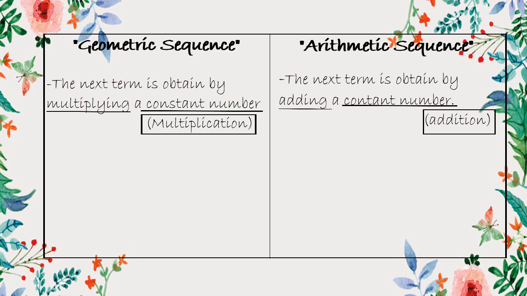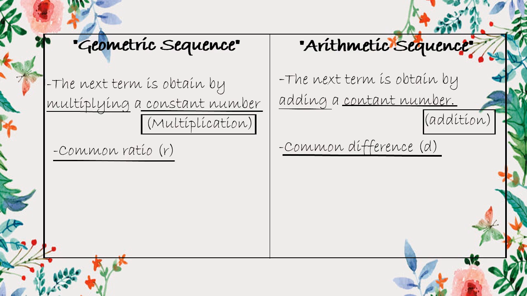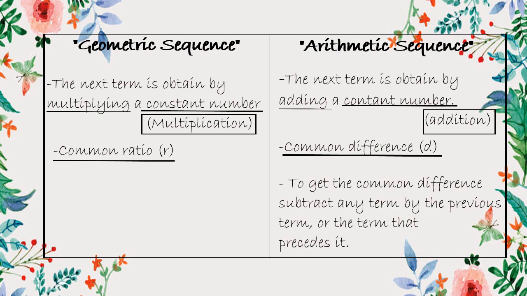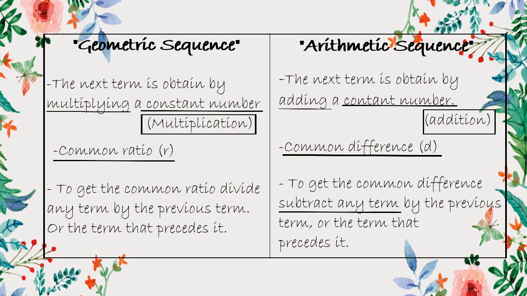Next, in an arithmetic sequence, the constant number is called the common difference or d. While in a geometric sequence, the constant number is called the common ratio or r. In an arithmetic sequence, to get the common difference, you have to subtract any term by the previous term or the term that precedes it. While in a geometric sequence, to get the common ratio, you have to divide the term by the previous term or the term that precedes it.